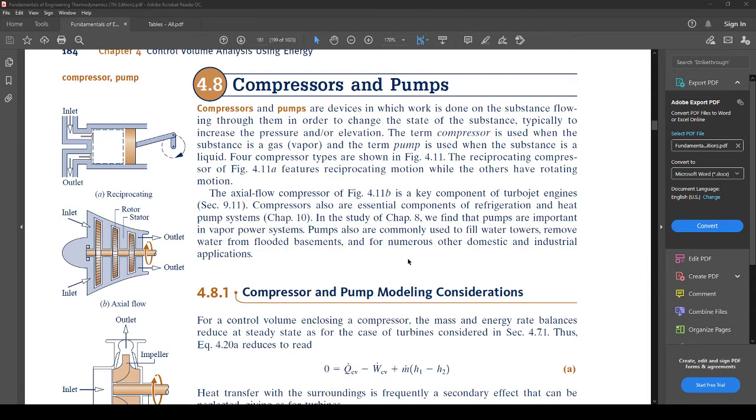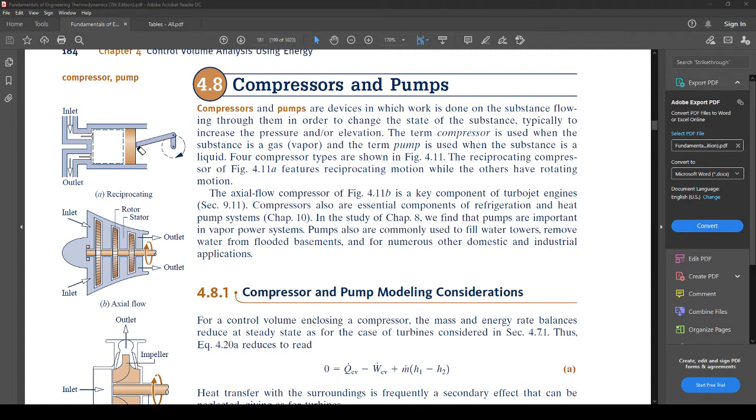So then we have compressors and pumps. Compressors are actually just basically inverse turbines, more or less. But pumps are a little bit different. So we will talk about both of them.